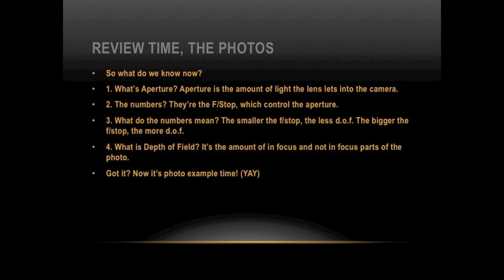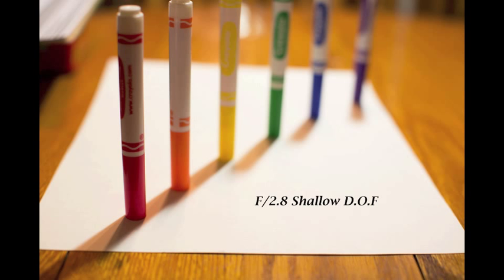Got it? Hope so. Picture time! Alright, so as you can see in this photo, it was taken at f2.8, which has an extremely shallow depth of field. I use good old markers with different colors to show you the ranges of depth of field. So right now I'm focusing on the red marker. As you can see, the red marker and parts of the orange marker are in focus, but once you get to the yellow marker and so on with the other colors, the rest of the photo becomes blurrier, out of focus. That's your depth of field.